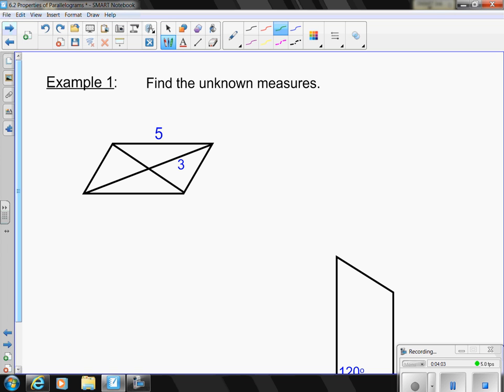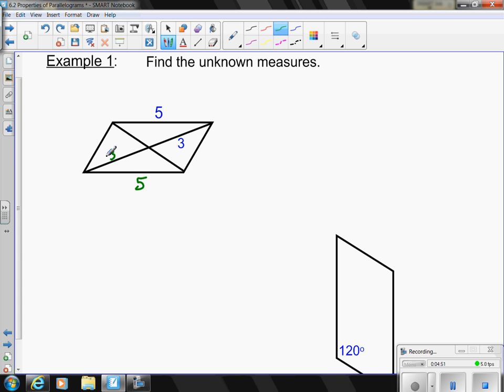So in this example, find the unknown measure. What can we figure out about this picture here, given that this is a parallelogram? If this is 5, we know the opposite side also has to be 5. This is 3. This diagonal is 3. Well, then this diagonal has to be 3. And do we know anything about any of the other sides? Some people want to say that you can use Pythagorean theorem, 3 squared plus x squared equals 5 squared, but this is not necessarily a right angle, so we can't do that. So this is all the information we can come up with there.